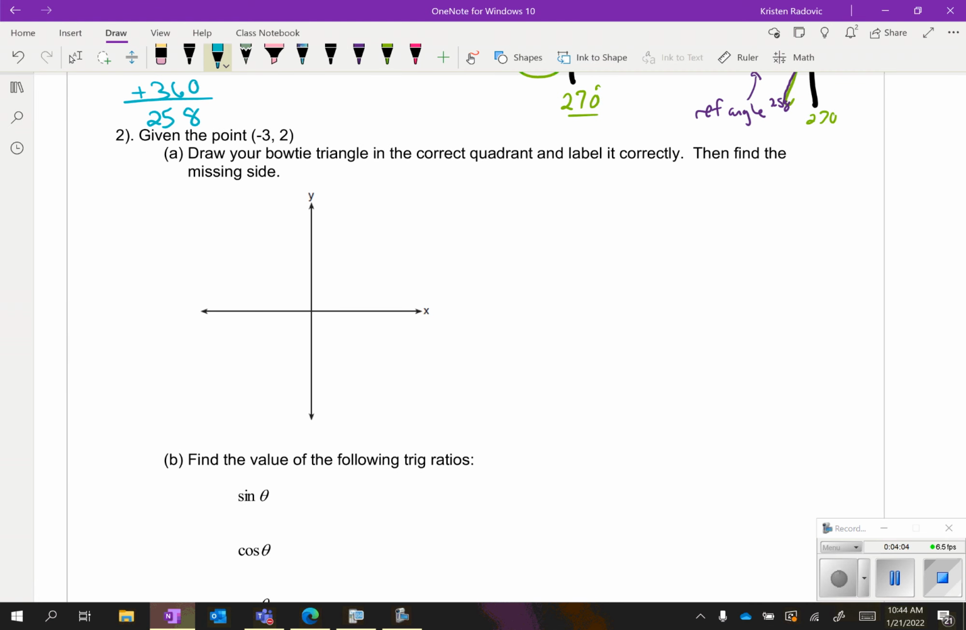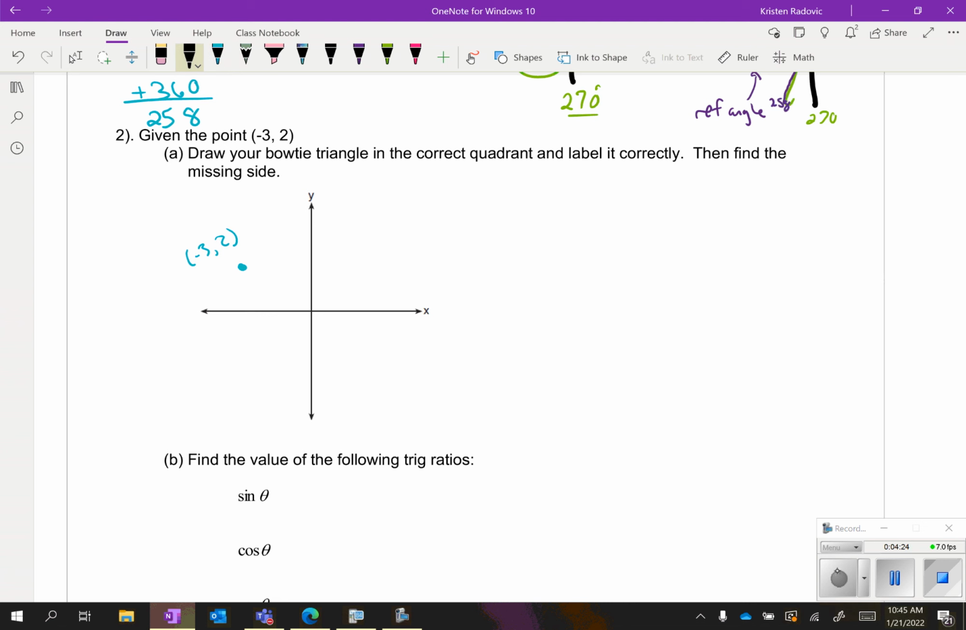Given the point negative 3, 2, draw your bow tie triangle in the correct quadrant and label it correctly. Then find the missing side. Okay, so if you have a normal xy axis and we have negative 3, 2, which is going to be here. That's my coordinate, negative 3, 2.